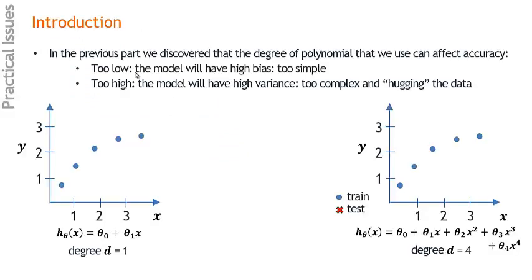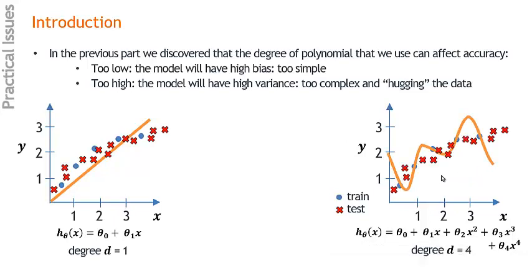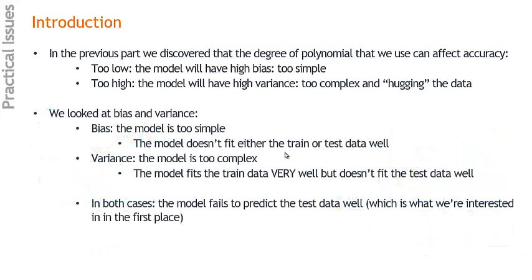All right, so in the previous part, we discovered that the degree of a polynomial can affect accuracy. If the degree is too low, the model will have high bias. If the degree is too high, the model will have high variance. So this is a linear model. Obviously, it's not fitting the curve trend of the data. This is a polynomial model of degree 4, and it's obviously too wiggly. It's picking up trends that are not really there. So how do we get the golden mean?